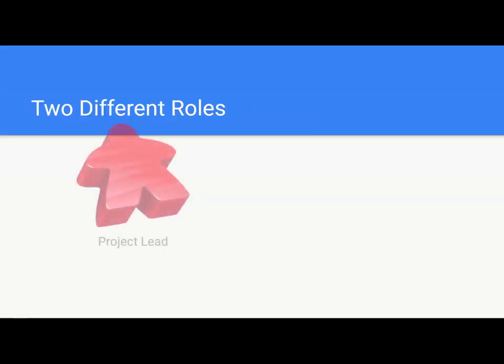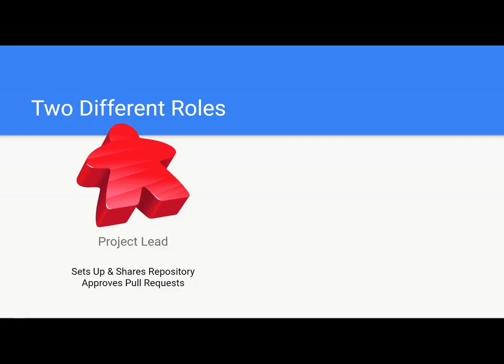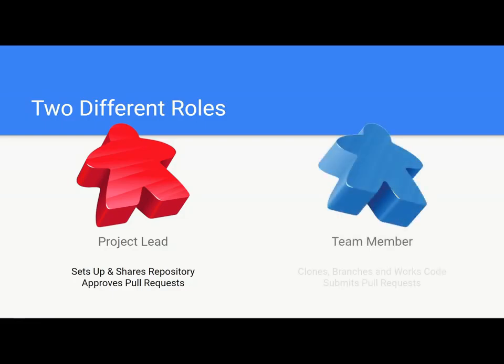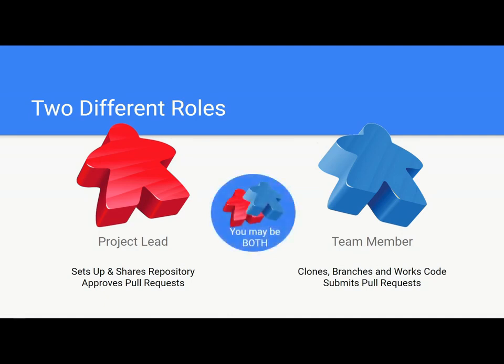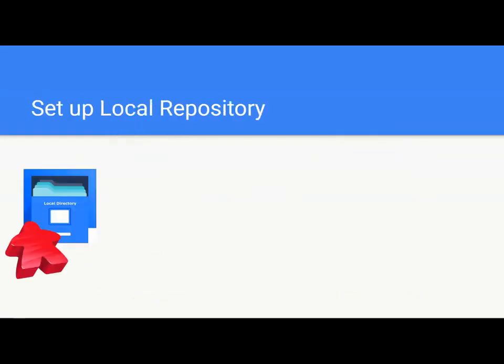One of your group should be designated as the project lead, the one who will set up the Git repository and take care of approving the pull requests. The other team members will have to clone that repository, branch it for their work, check in their work, and create pull requests. In this project, the team leader will also be a team member, so that person will have to learn all the same processes. Let's start with the team lead, who goes by the handle of Socrates.